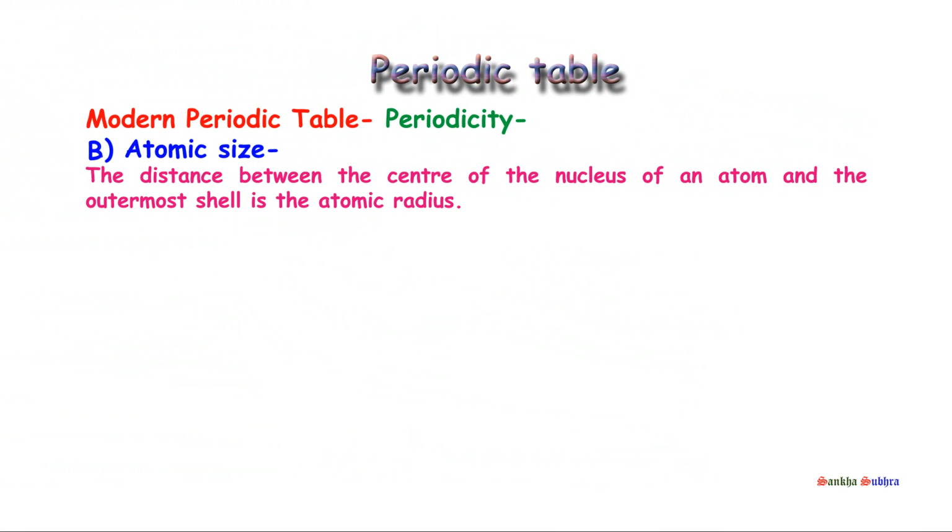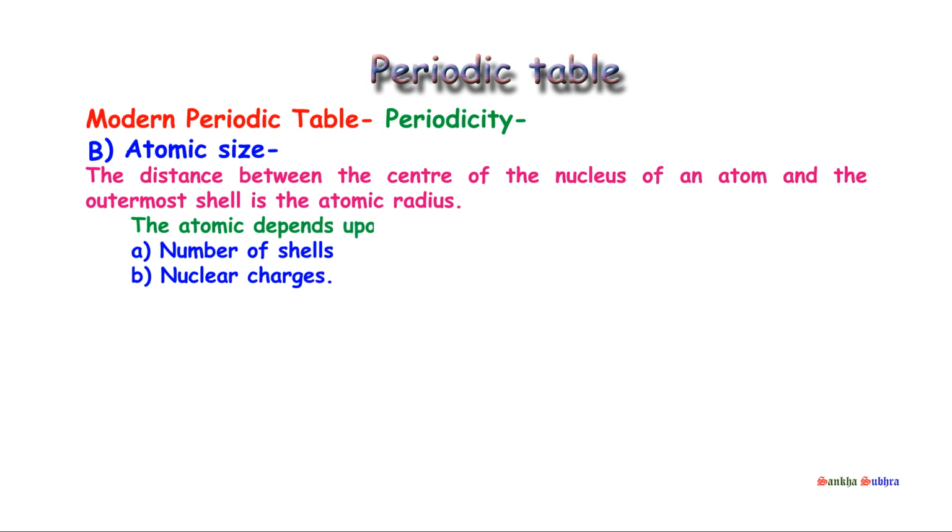The atomic size is nothing but a function of atomic radius. That means if the atomic radius is increased, then the size will be increased, and if the atomic radius is going to be decreased, then the size will also decrease. So basically, the distance between the center of the atom and the outermost shell is the measurement of atomic radius. The atomic radius has two depending factors. One, the number of shells, and number two, the nuclear charge.